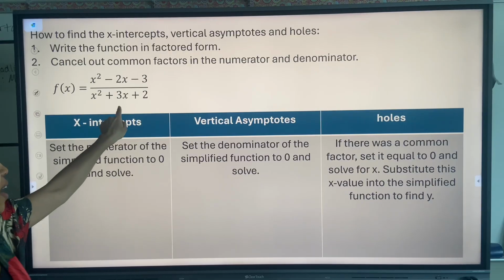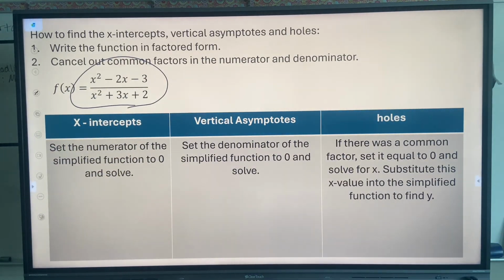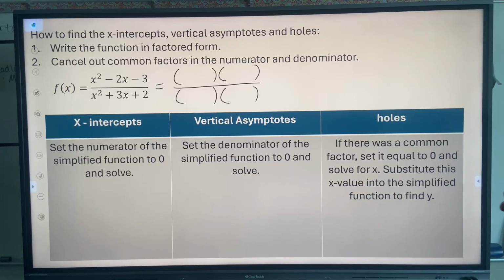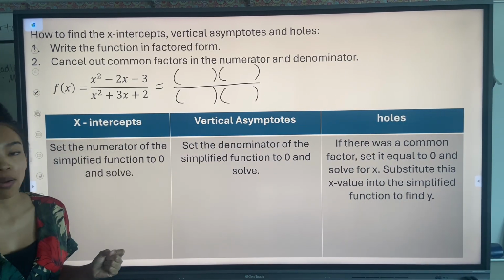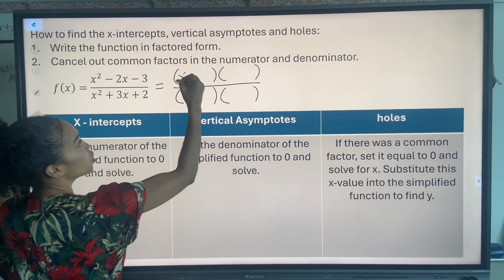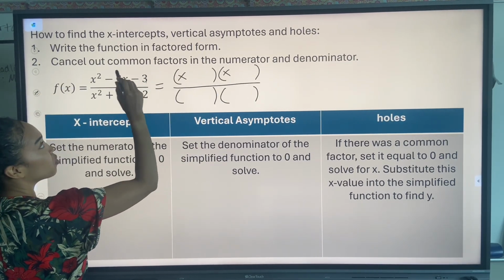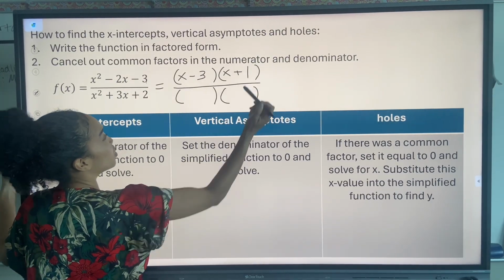Go ahead and factor that. Factor the numerator and then factor the denominator. All right, so guys, this is our first rational function. You're always going to start off these problems by factoring. So if you factor the numerator, what two numbers multiply to -3 but add to -2? -3 and 1. Perfect, -3 and 1.